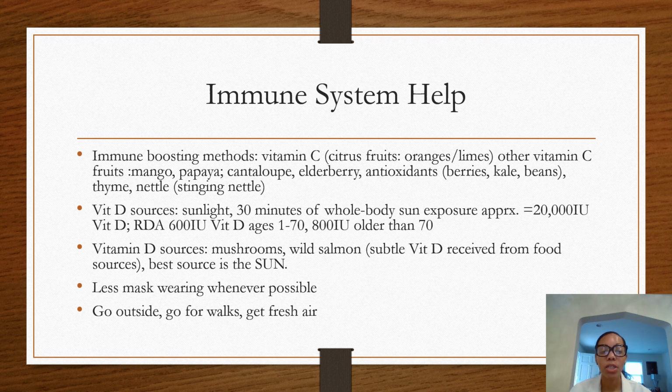And we want to make sure we're getting immune boosting methods. We talked about vitamin C. We talked about elderberry. We talked about antioxidants. Your berries, your kale, your beans. We talked about thyme. Thyme is a really good source of vitamin C. So make sure that you have that on hand. And nettle. Nettle is a herb that you can use as a seasoning as well. Go ahead and get you some nettle.